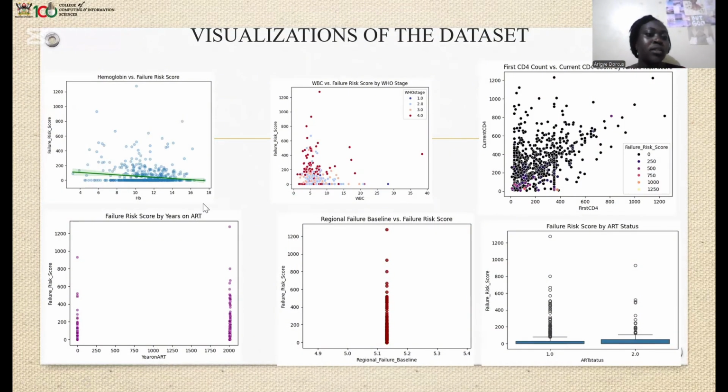They also look at the years one has been on ART and the failure risk score and how they increase in this scatter plot. Then we also look at the levels of hemoglobin, HB, and the failure risk score. Then we also look at the white blood cells versus the failure risk score by host stage.